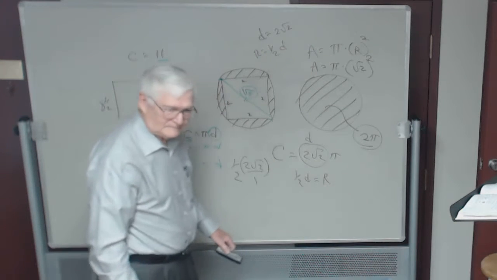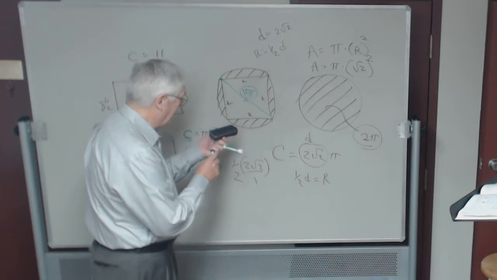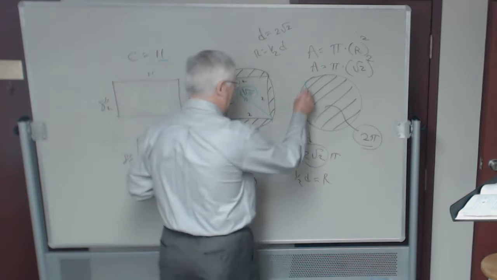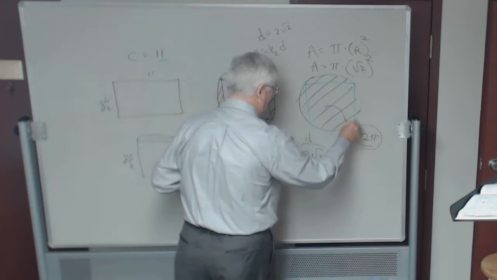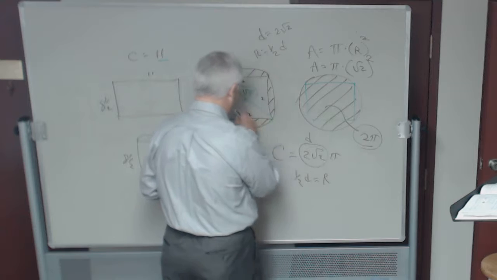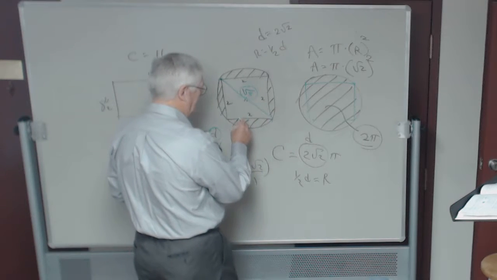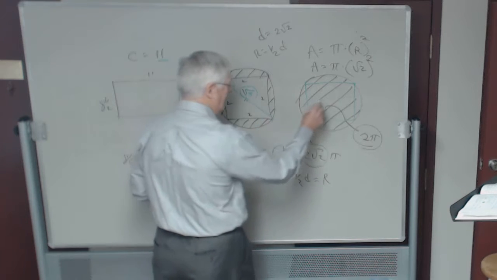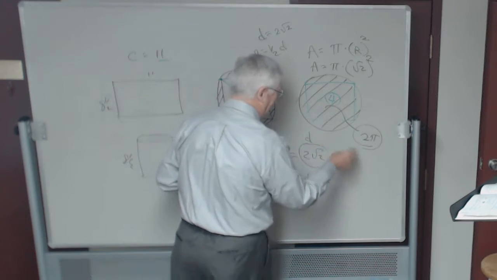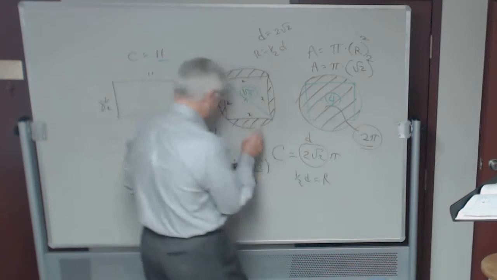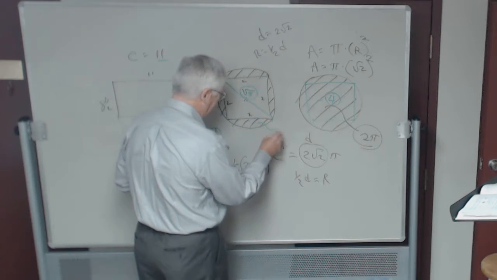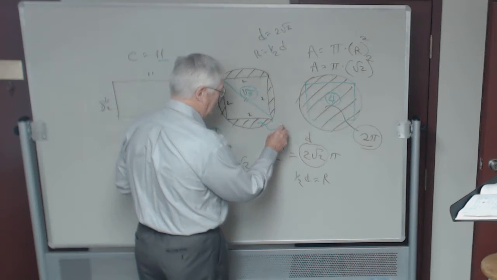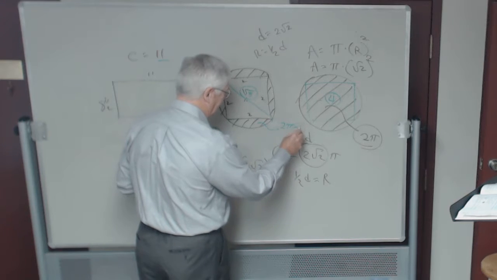Agreed? Mm-hmm. But I don't want the whole area. I want to subtract the area of the square. What's the area of the square? 4. So I want to subtract 4. So these 4 areas right here will be 2 pi minus 4.